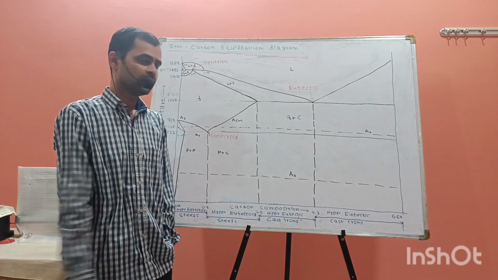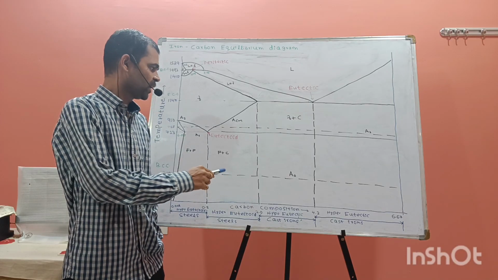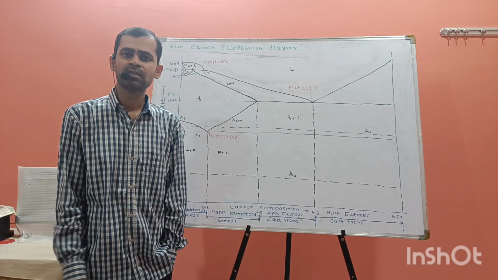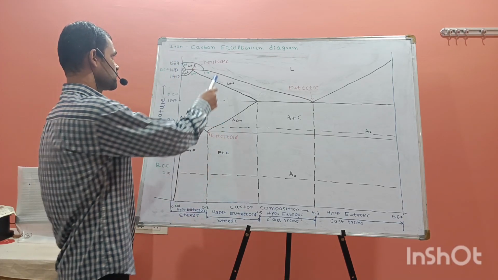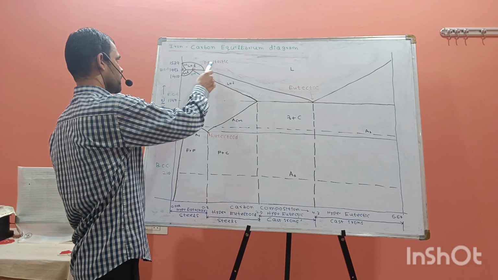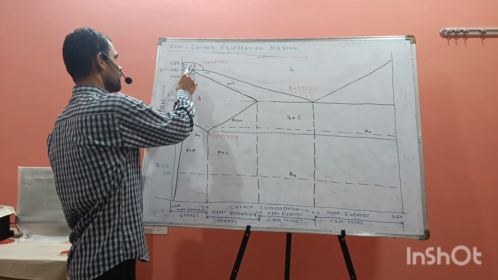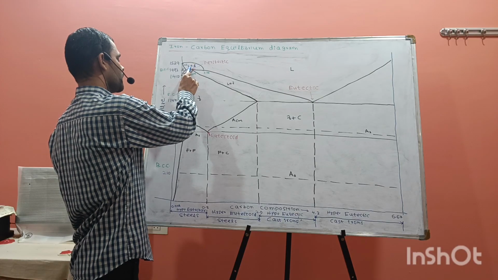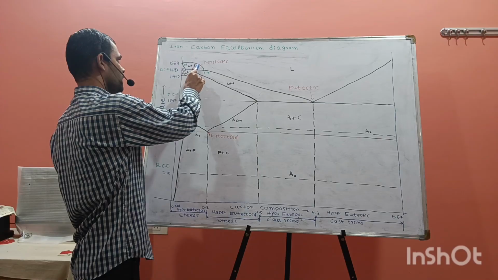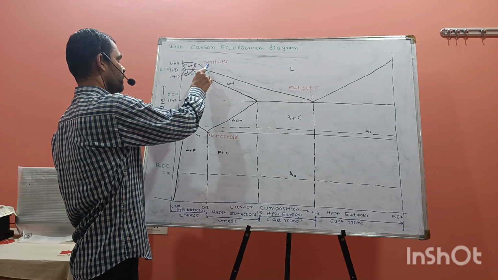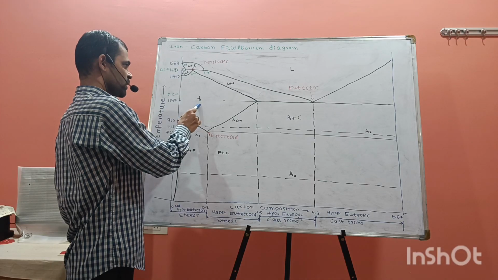In the iron carbon equilibrium diagram, there are mainly three invariant reactions taking place. One is the peritectic reaction. This occurs at 1492 degrees Celsius. Here liquid iron plus solid delta will combine, on cooling, to form another solid, that is austenite.